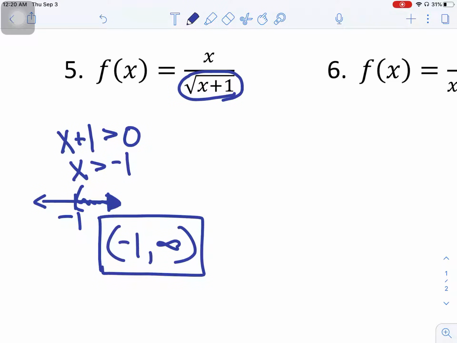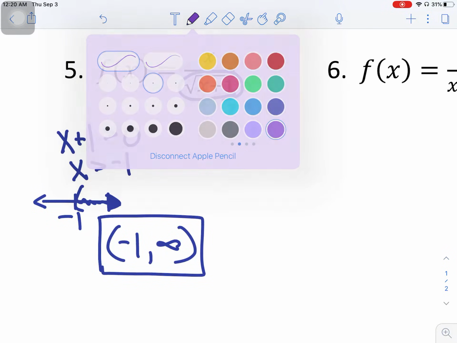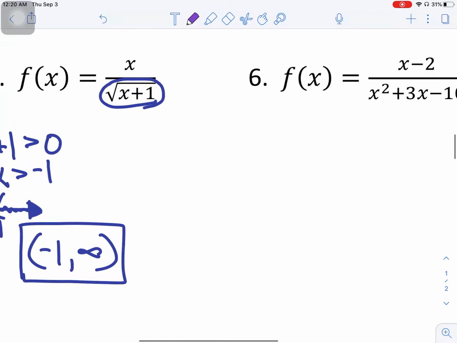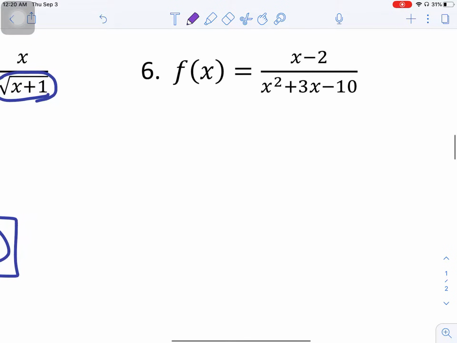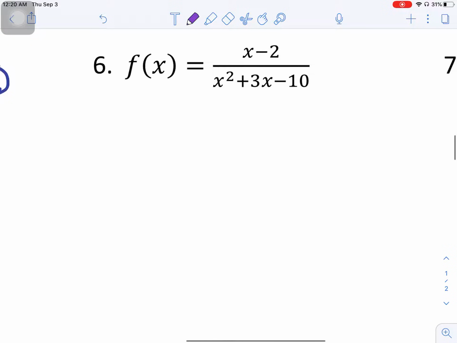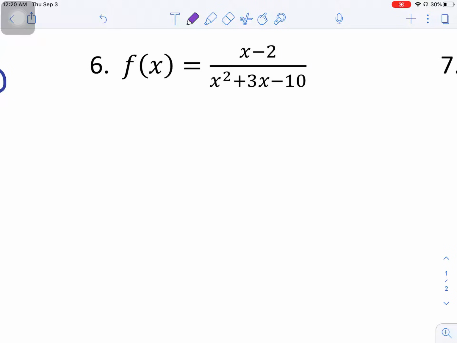All right, the last example I'm going to do for this video, and then I'll go ahead and pop up a second video going through the rest of the problems. I'll go ahead and talk about problem number 6 here. Okay. So problem number 6, example 6 here, no square roots. That's nice. However, we have a denominator here.